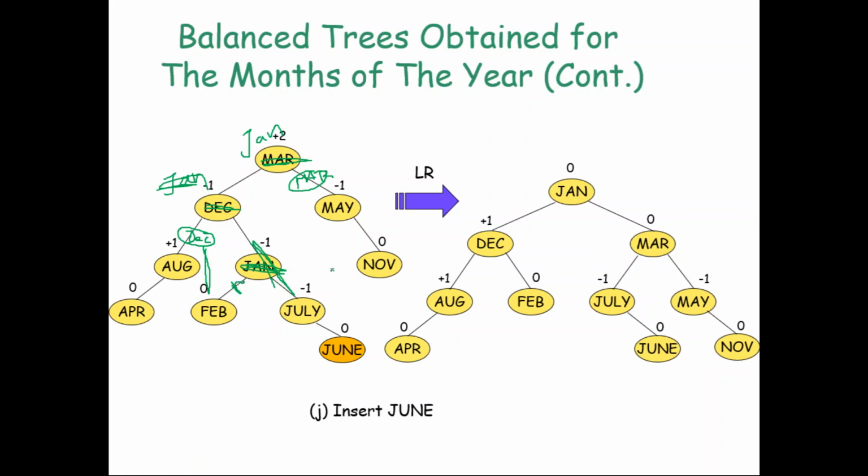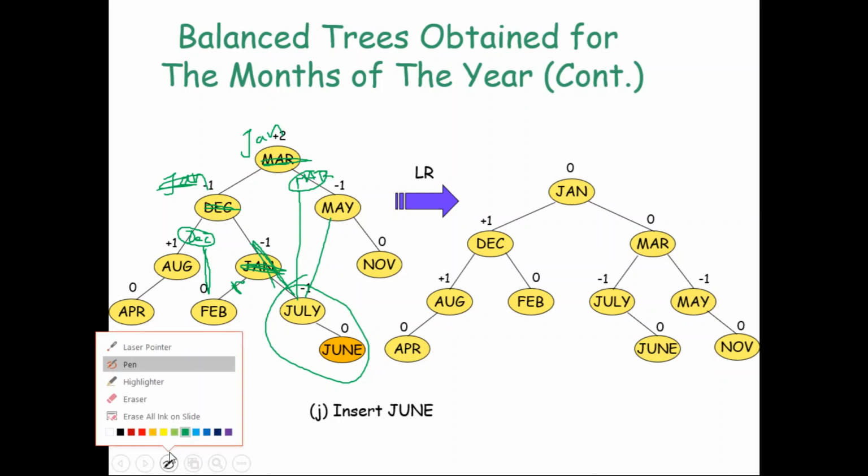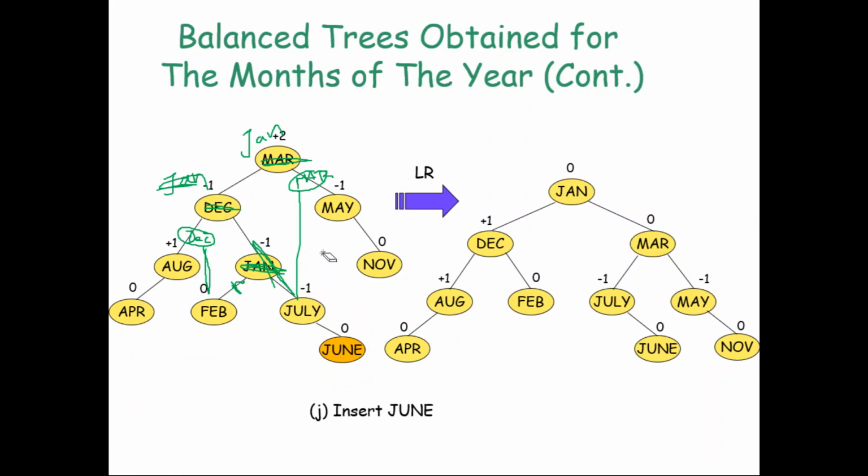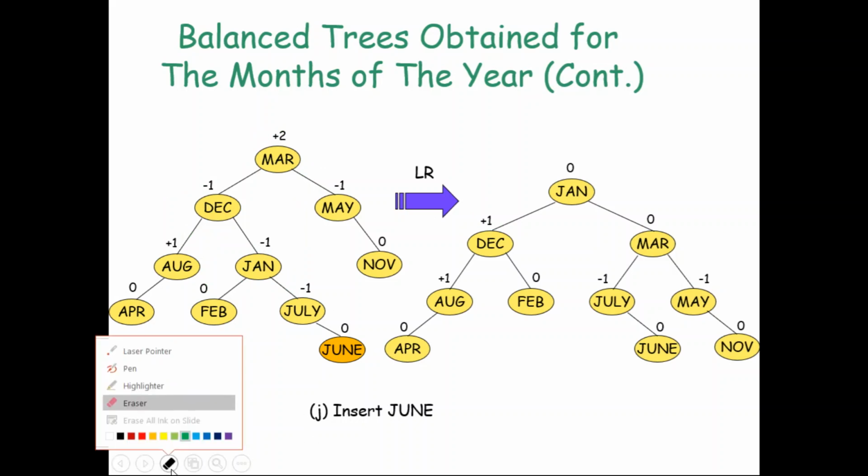Now the question is, you are moving Jan. What will happen to July and June? July and June will just become the left child of March, the immediate next node of Jan. So that is how you get the resultant tree. Again, if you see this tree, this is a balanced tree, right? So this is once again an example for left-right rotation.